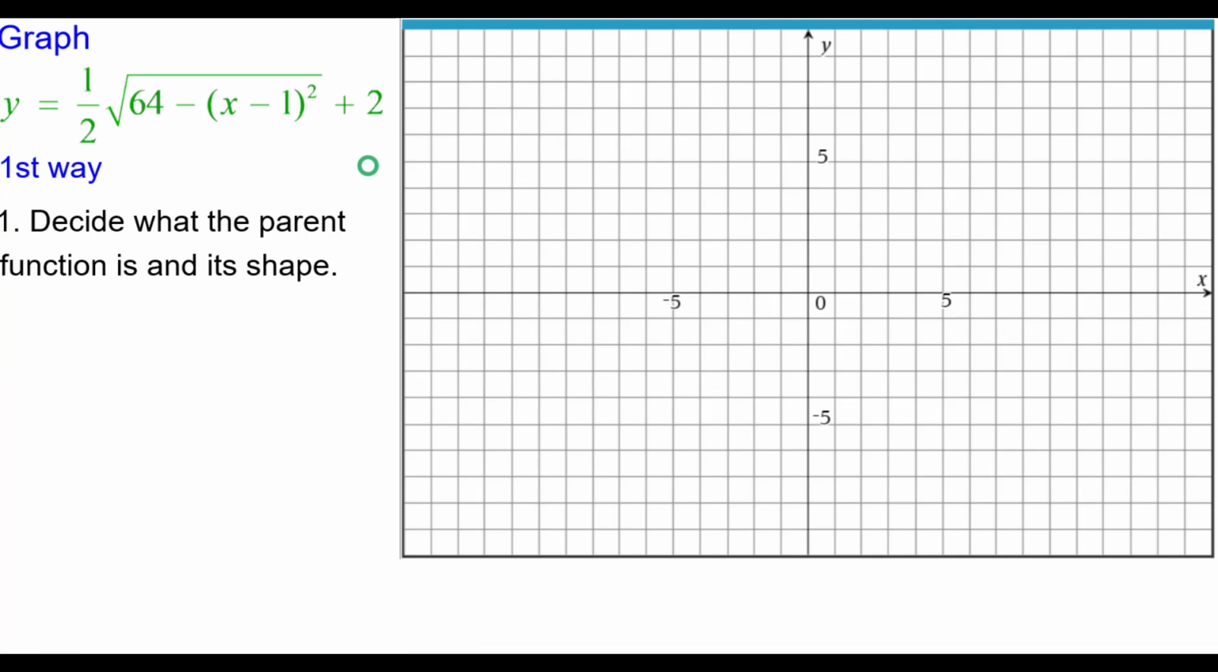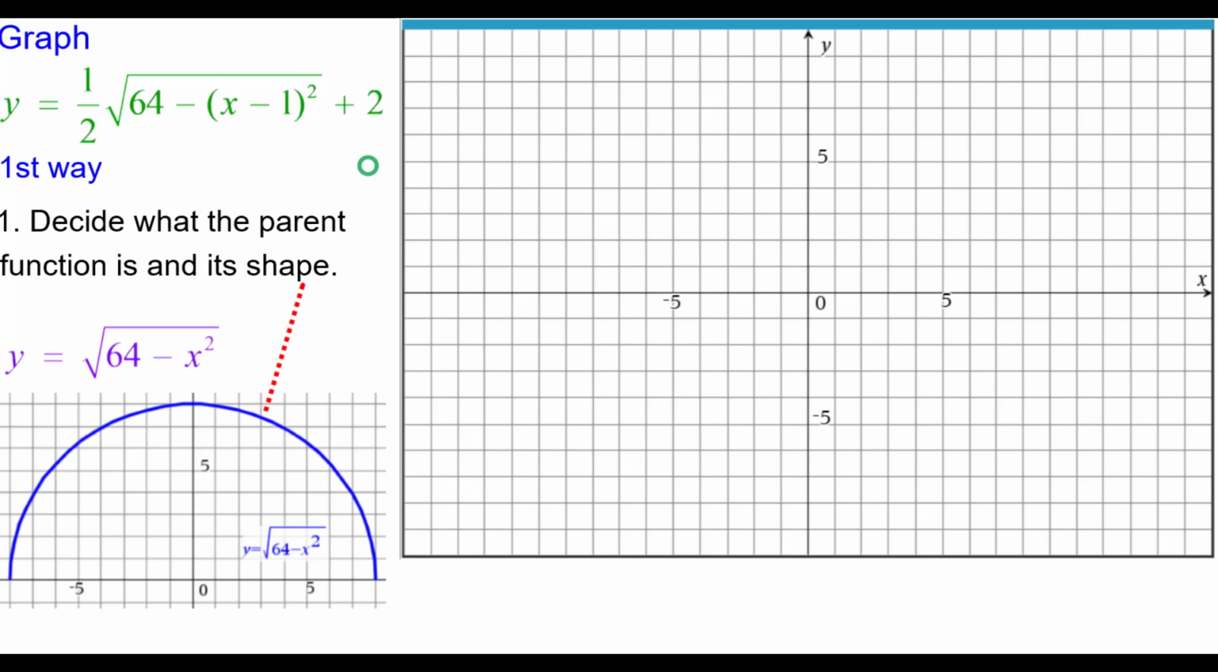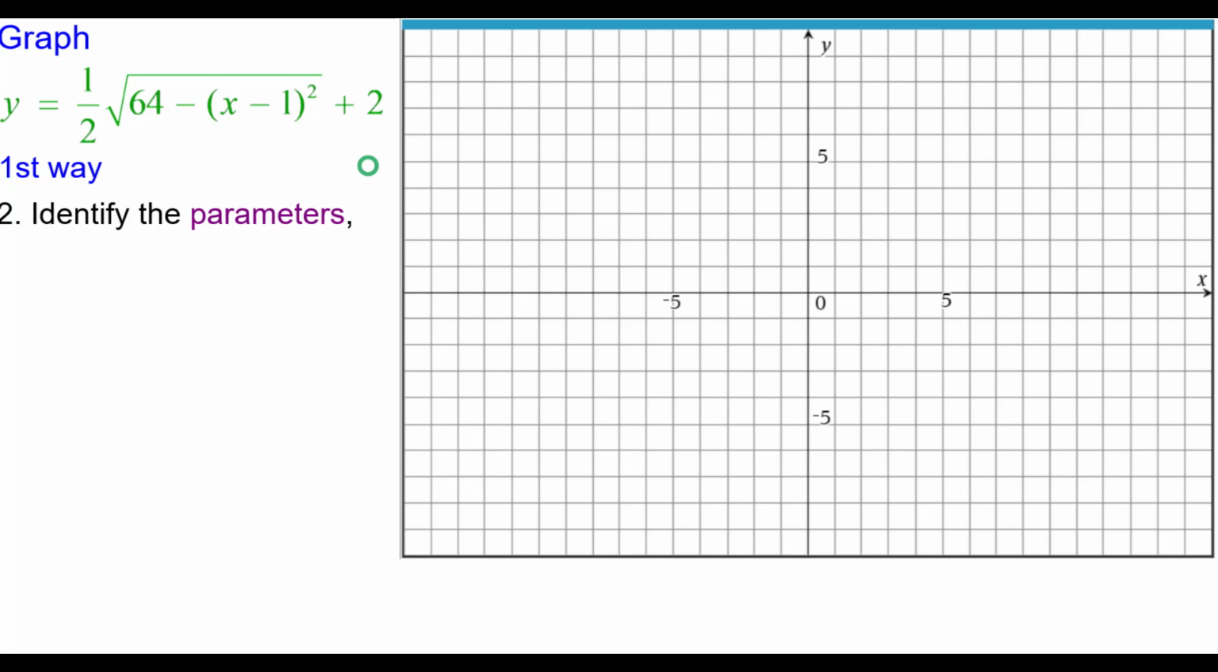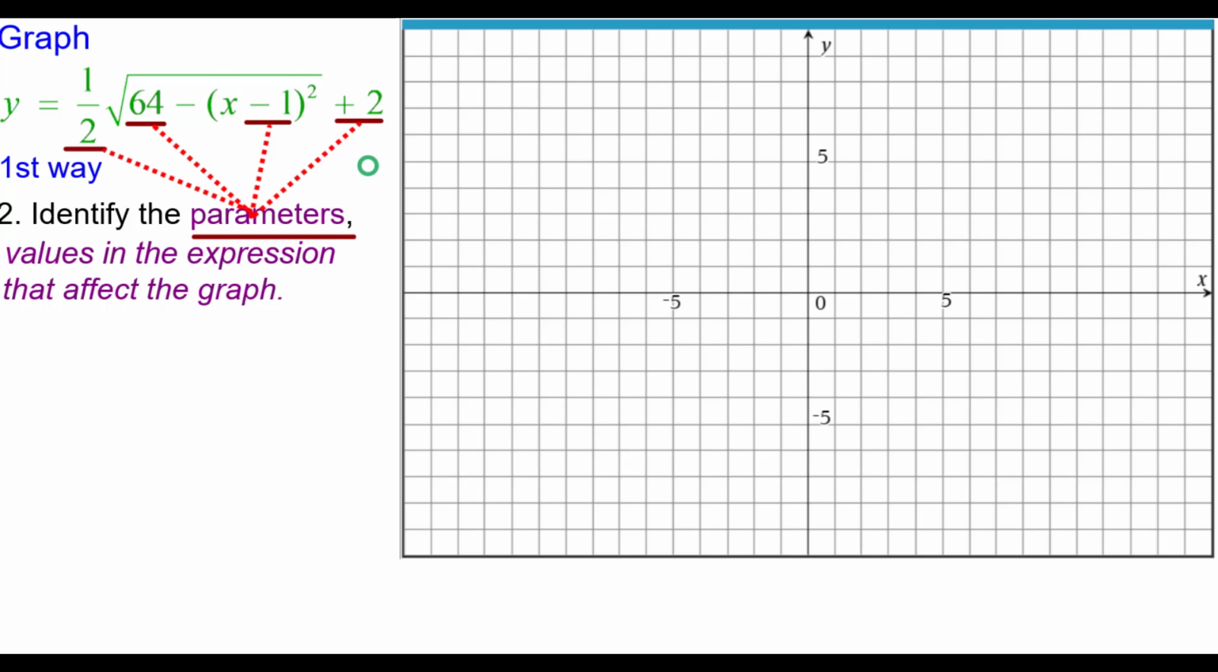First, we need to decide what the parent function is and its shape. The parent function is y equals the square root of the quantity 64 minus x squared, and it's shaped like this, a semicircle with radius 8. Identify the parameters. These are values in the expression that affect the graph, and there are 4 parameters in this particular expression. Now, how do they affect the graph?